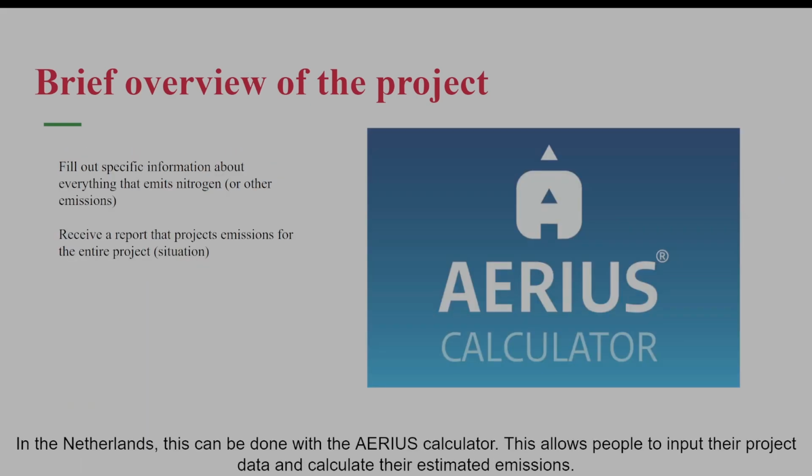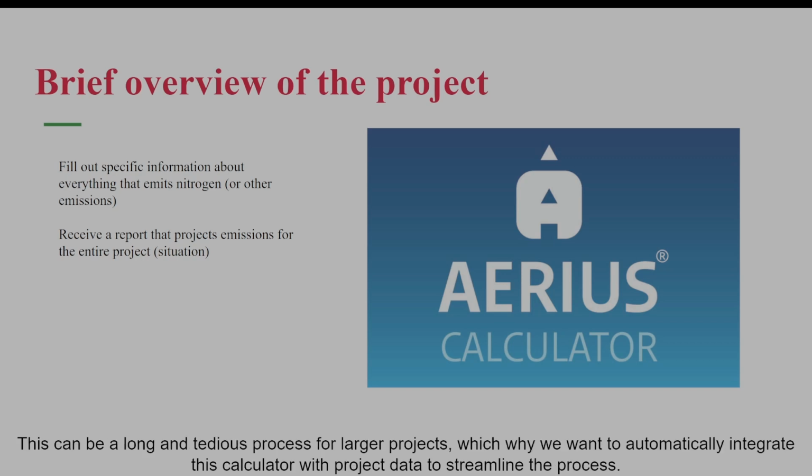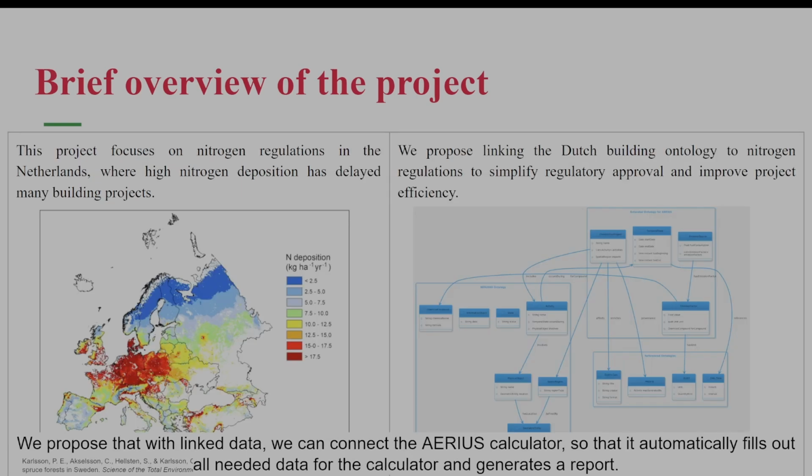In the Netherlands, this can be done with the Areas calculator. This allows people to input their project data and calculate their estimated emissions. This can be a long and tedious process for larger projects, which is why we want to automatically integrate this calculator with project data to streamline the process. We propose that with linked data, we can connect the Areas calculator so that it automatically fills out all needed data for the calculator and generates a report.